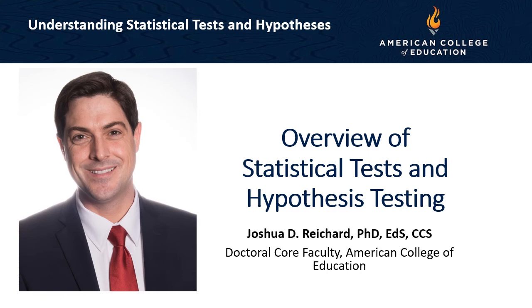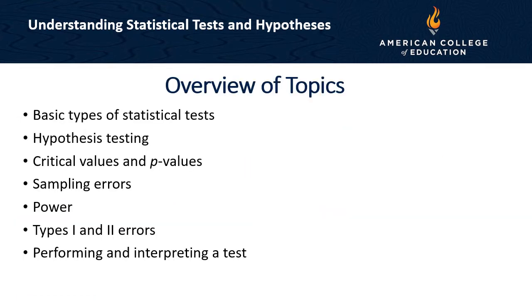I'm Dr. Josh Riker, doctoral core faculty at the American College of Education, and this tutorial is an overview of statistical tests and hypothesis testing. The essential elements for this tutorial include basic types of statistical tests, hypothesis testing, critical values and p-values, sampling errors, power, types 1 and 2 errors, and performing and interpreting a test.